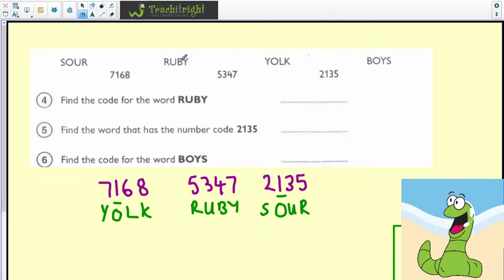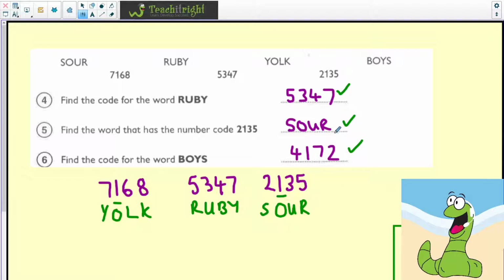So what's the code for Ruby? Let's write that one down. So we've got 5, 3, 4, and a 7. Then this word was sour. And then we need to work out the code for boys. So this wasn't one that we'd actually done. So we've got 4. The O was a 1. Then we've got 7 for the Y. And then we've got 2 for the S.